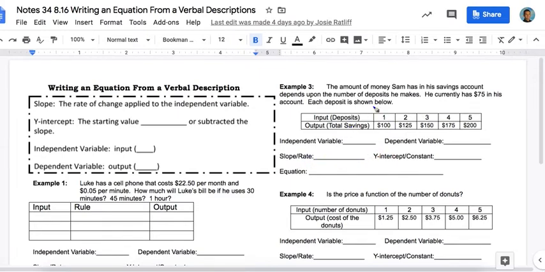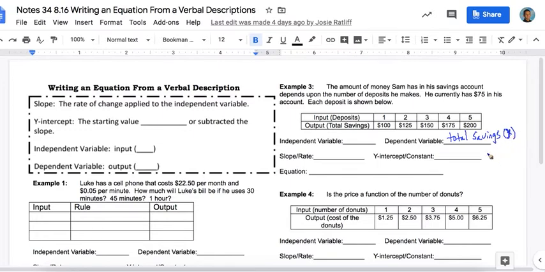Okay, so what we have to do here is we know that the amount of money Sam has in his savings account depends on the number of deposits. Okay, so the dependent variable is, we can call it total savings. That's how much money he has. And remember, the dependent represents the y, and y equals mx plus b.